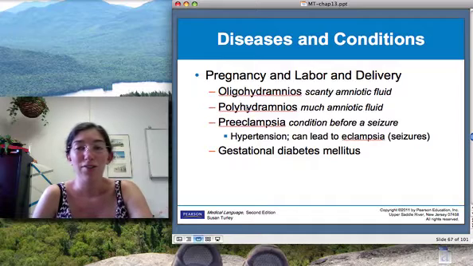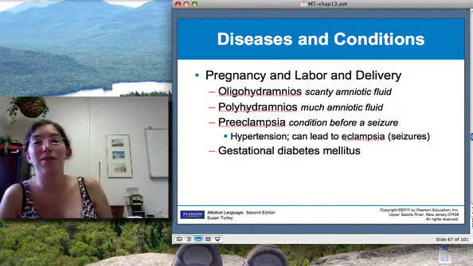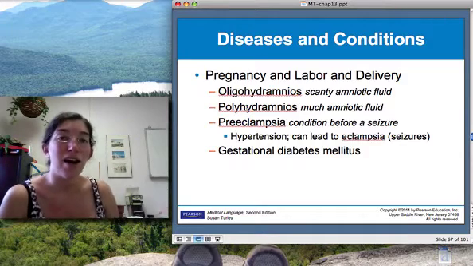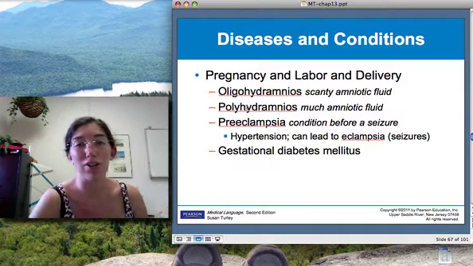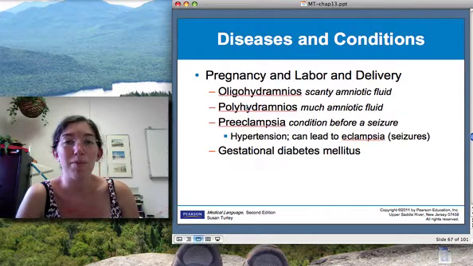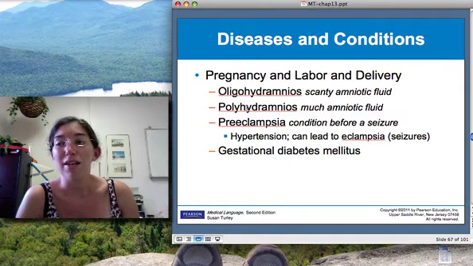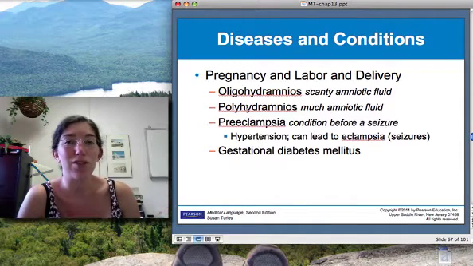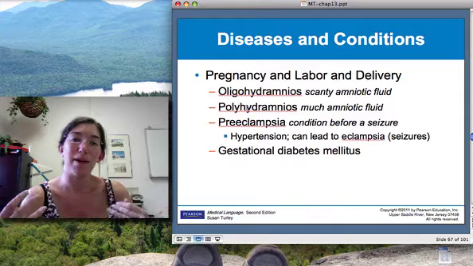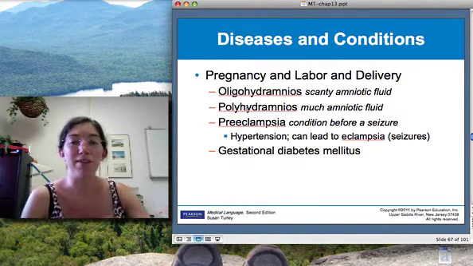Preeclampsia and gestational diabetes are conditions in the mother. So preeclampsia is technically just hypertension, or high blood pressure, during pregnancy. It's also characterized by high protein in the urine, for one, and high blood pressure. Those are the two major symptoms. It's also usually accompanied by swelling, a little fluid retention in the hands and feet.